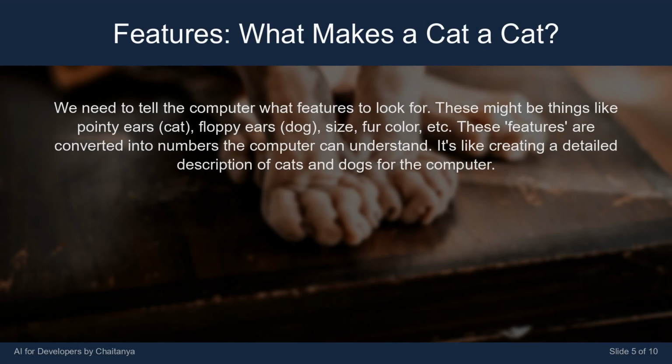We need to tell the computer what features to look for. These might be things like pointy ears, cat, floppy ears, dog, size, fur color, etc. These features are converted into numbers the computer can understand. It's like creating a detailed description of cats and dogs for the computer.